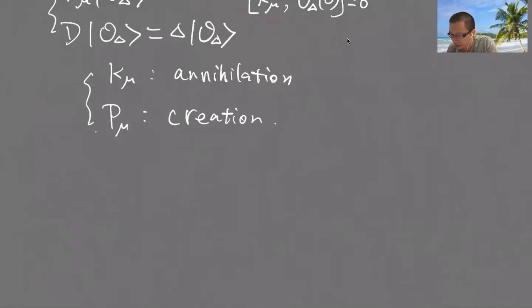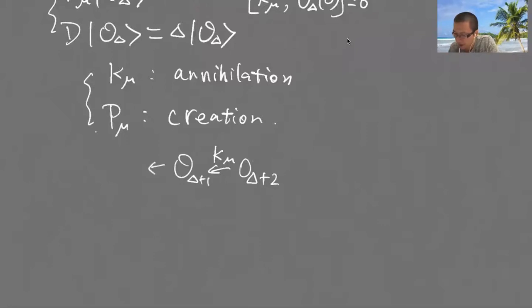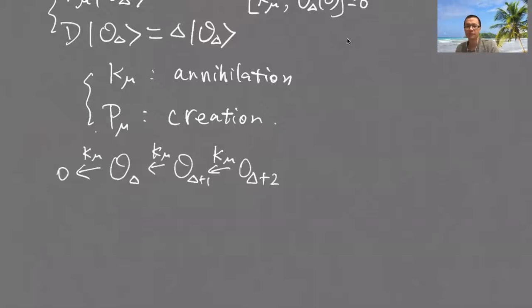If you have an operator with a conformal dimension, say, delta plus 2, the action of K mu basically reduces it to an operator with delta plus 1, and so on. So the action will just reduce the dimension, until it becomes a primary operator, and the action of K mu annihilates it.